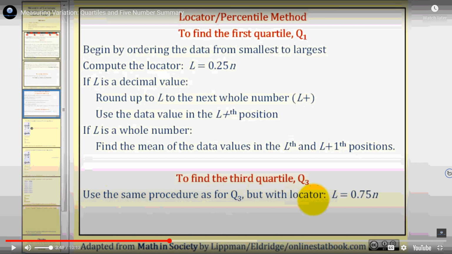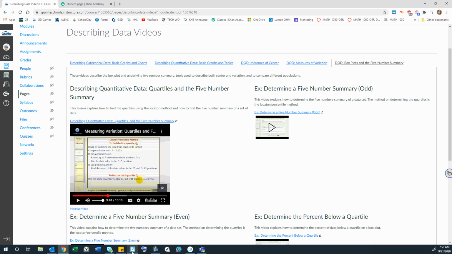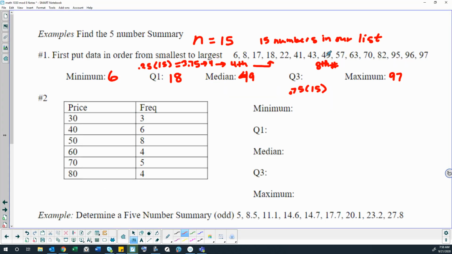Okay, so back to our notes. So the 12th number, so this is 8th, 9th, 10th, 11th, 12th is 82. And then the maximum is 97. This works out really well because we have a number and then just 2 numbers in between each one, I think, or did some of them have 3? 1, 2, 3, 4. 1, 2, 3. Yeah, I think that works.